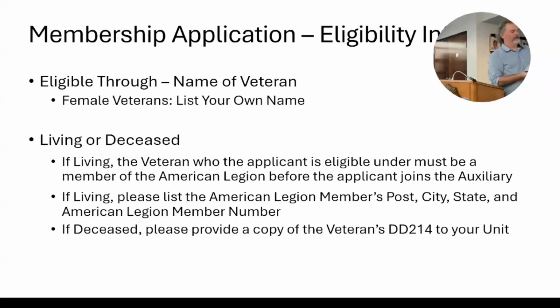Next up, we have living or deceased. If the veteran is living, like I said, they must have your Legion member number. If they are deceased, please have a copy of the veteran's DD 214 for your unit. You do not need to send us a copy of their DD 214 once the application is signed by both the applicant and the adjutant. But please keep hold of your records. You do not have to send us the DD 214. I'm seeing some confusion. We don't need it. You guys need it at your level for your records. Go ahead, next slide.